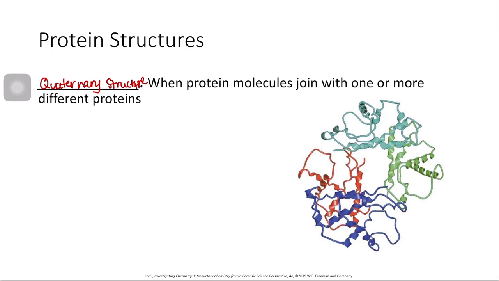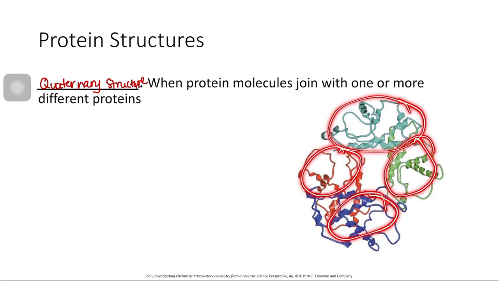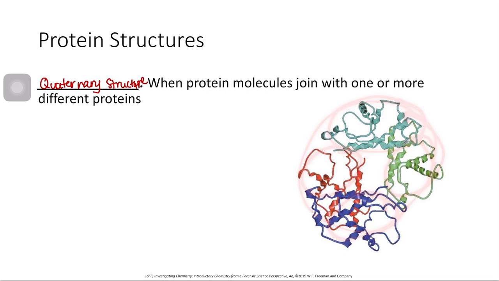So the full hemoglobin protein contains four separate protein molecules, as shown right here. Each one of these is a tertiary structure, but when you put them together, we get that quaternary structure.